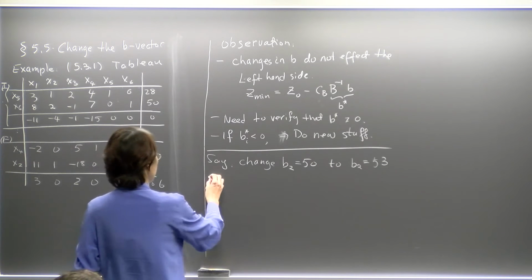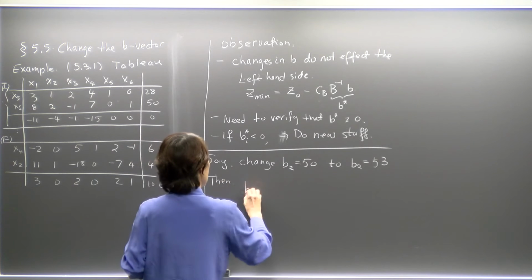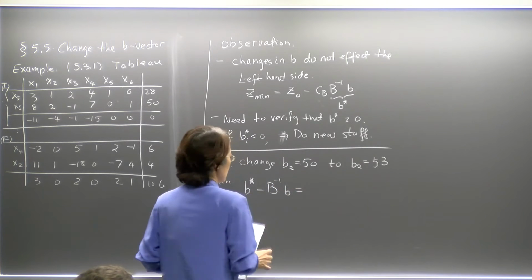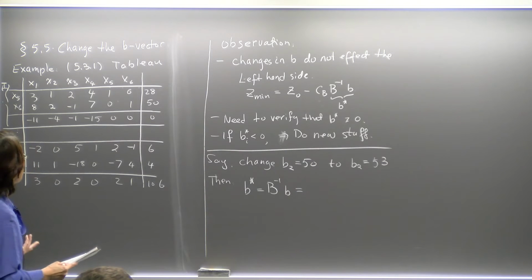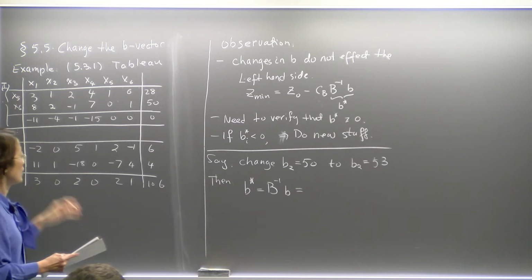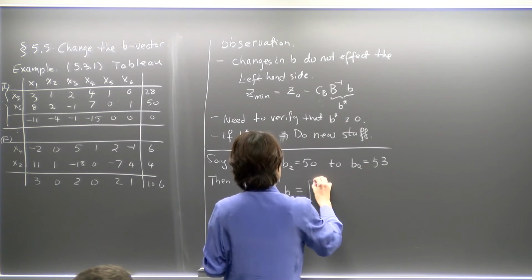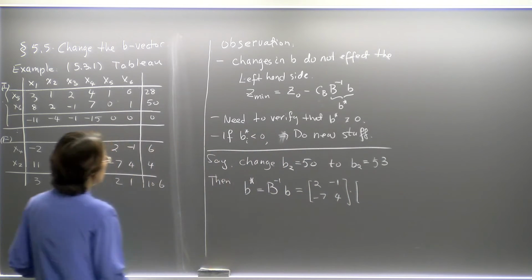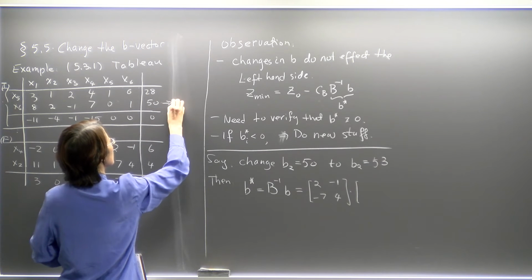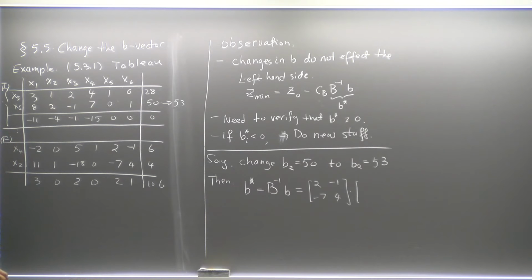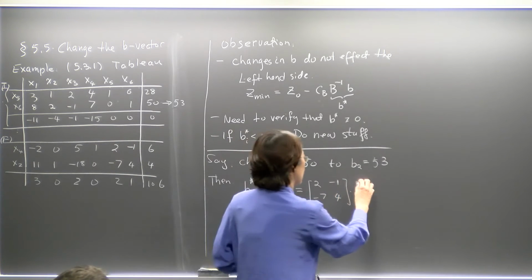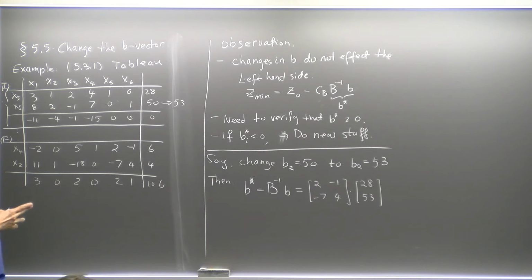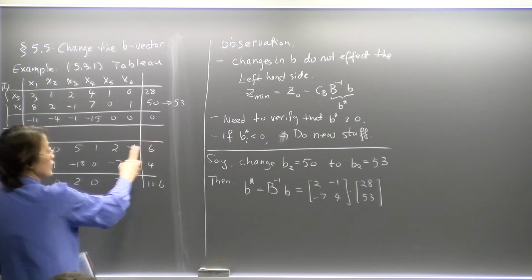Okay, so step 1, I need to compute the B star and check if it's non-negative, right? What is the B star? B star is B inverse times the b. So the inverse matrix B we have done earlier. That will be 4, 7, and 1, 2, and you take the inverse of that. This matrix we actually have, that's 2, -1, -7, and 4. Multiply with the b now. So what did I change? I changed this into 53. Is that right? And I want to see what change this is causing in my answer. So now my right-hand side vector will be 28, 53. Is that clear? And this product will give you the new numbers over here, right?